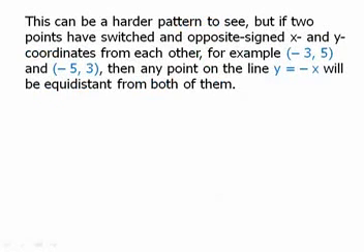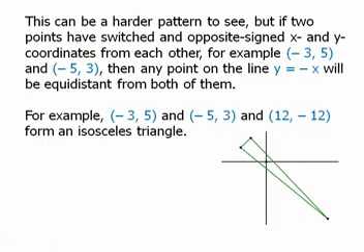This can be a harder pattern to see, but if 2 points have switched and opposite-signed x and y coordinates from each other, for example, -3, 5 and -5, 3, then any point on the line y equals negative x will be equidistant from both of them. Again, any point on the mirror line will be equidistant from both points. For example, -3, 5, -5, 3, and 12, -12 have to form an isosceles triangle. Again, the point on the mirror line, 12, -12, has to be equidistant from those 2 points.